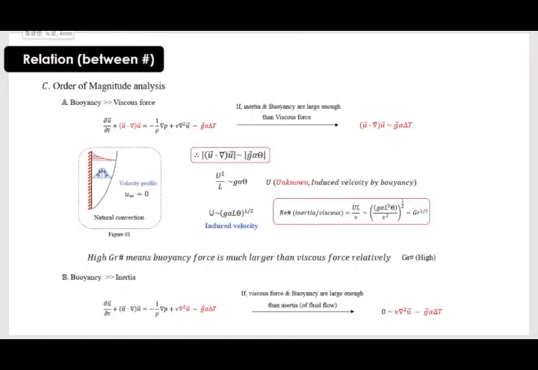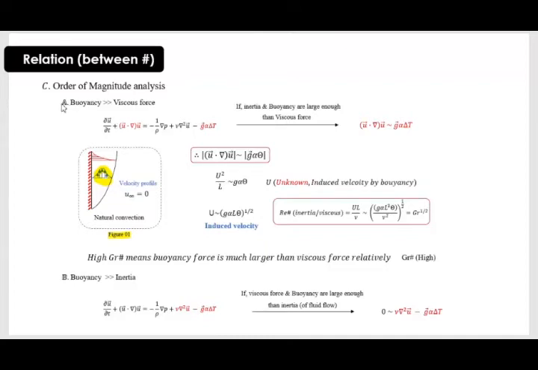Next, we want to know the Reynolds number, but as you can see in figure 1, we don't know the velocity of the internal flow. So we want to know the relationship between the Reynolds number and the Grashof and Prandtl numbers. We are going to identify the relationship between the dimensionless numbers, especially Reynolds and Grashof number, through order of magnitude analysis.